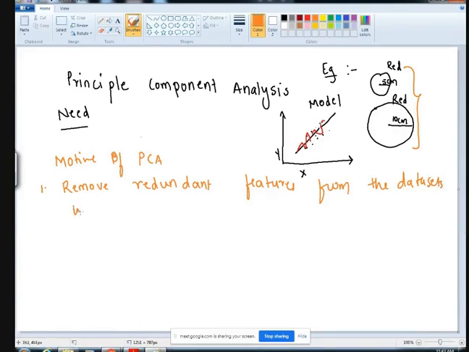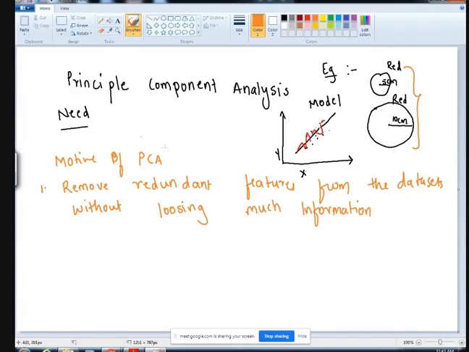Without losing information, meaning it should not happen that you removed some data, some feature, and that was a useful feature, and when you are removing that feature, many of the other parameters are getting affected with that. So we should take care that we have to remove the redundant feature, but also it should not lose the information that it is having.